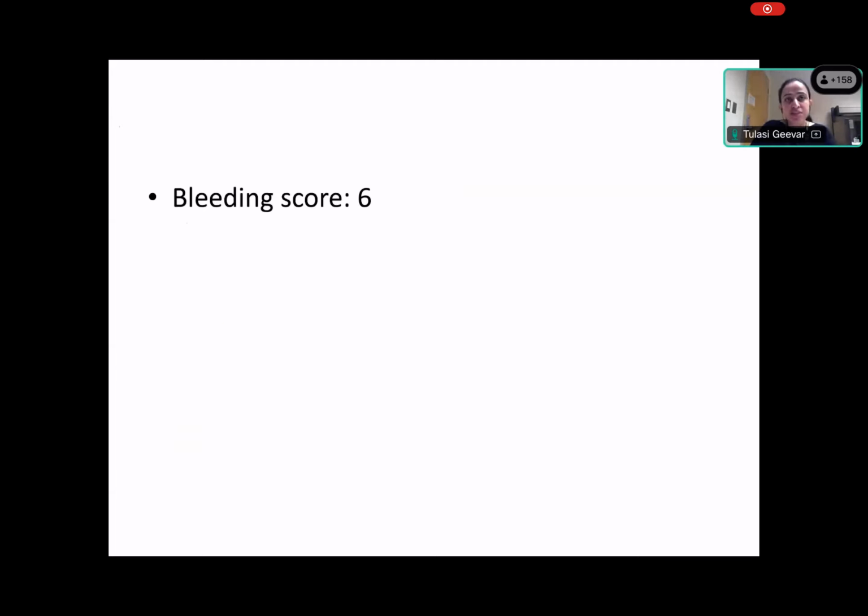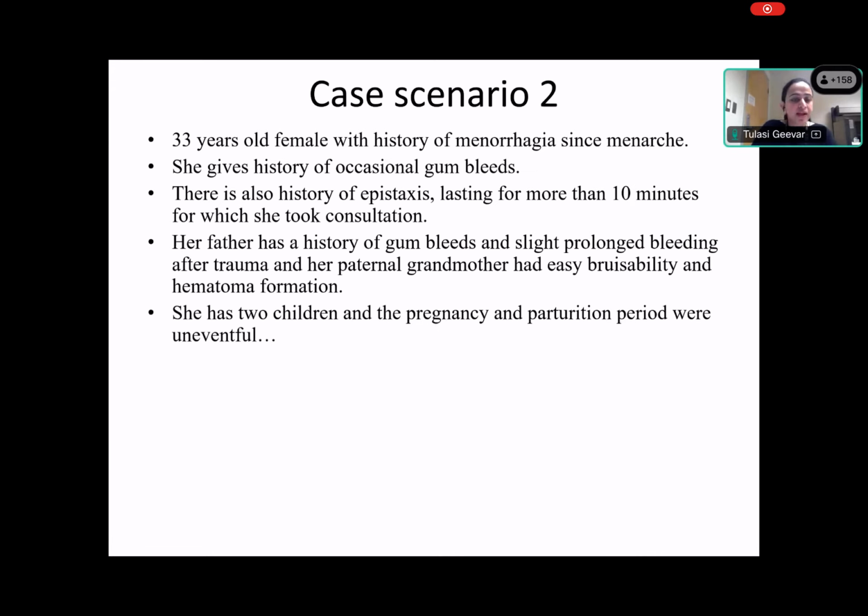Now for adult females, a score of 6 or more is significant. So let's try to answer the question, what was the ISTH BAT score? ISTH BAT score was 6. Is she a bleeder or not a bleeder? I cannot see the chat, but I'm just hoping that you're answering the question and maybe you got it right. Is the patient a bleeder or not? Yes, the answer is bleeder. Yes, bleeder in the chat. Very good.